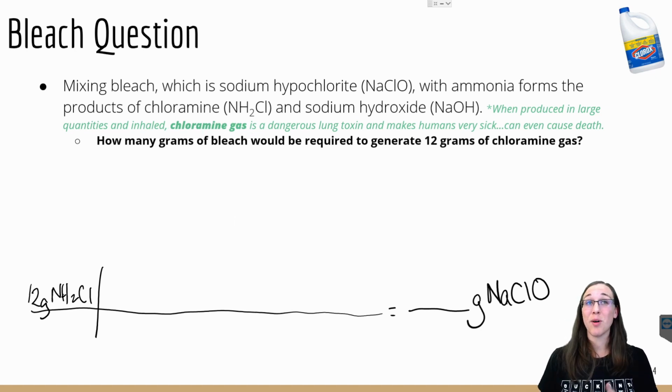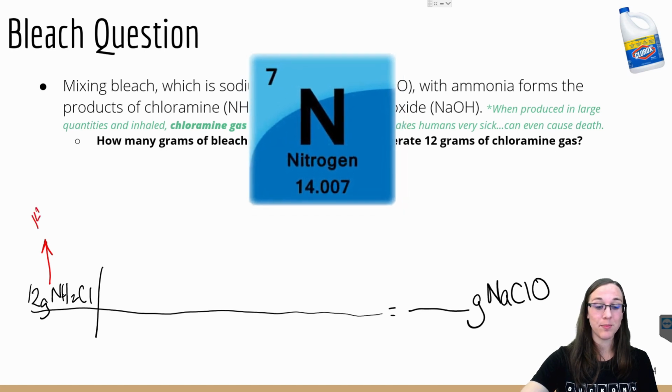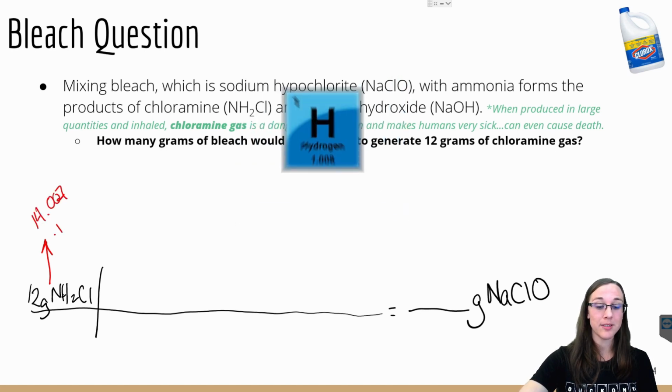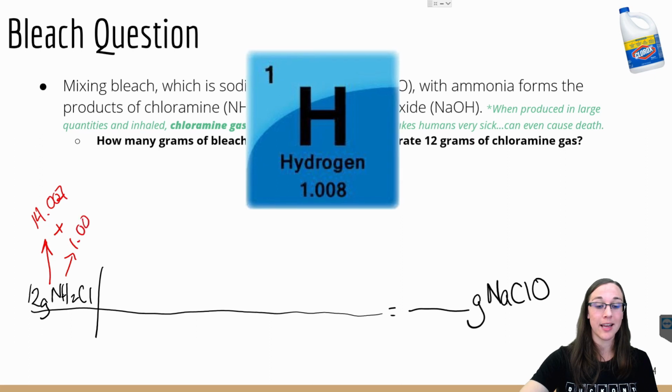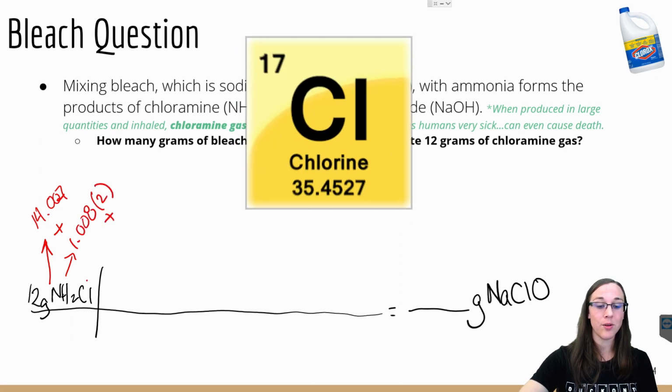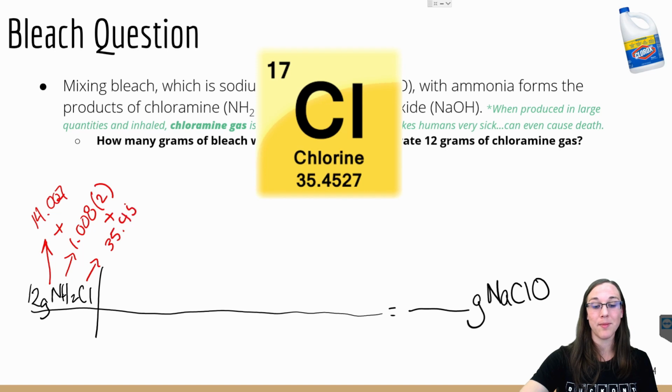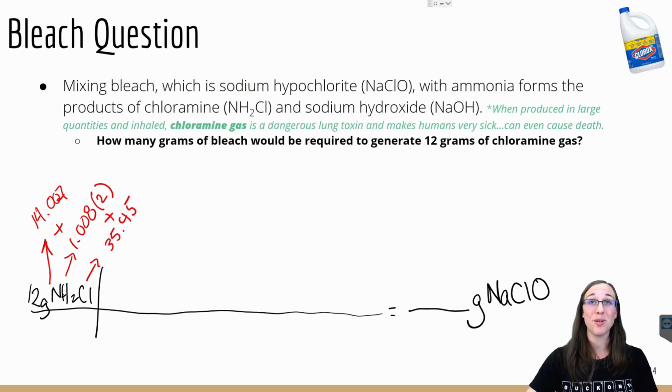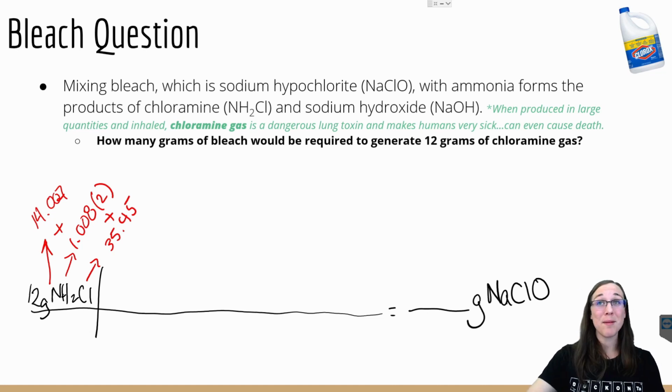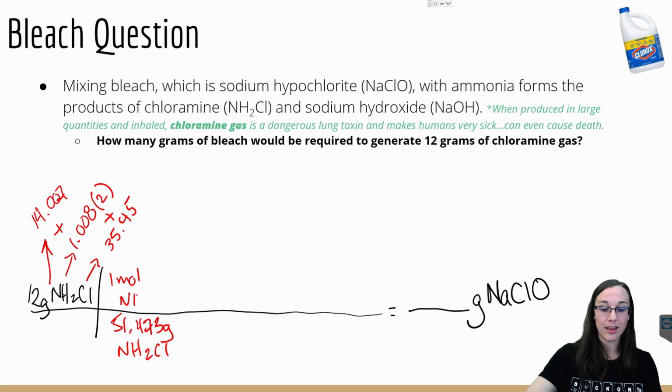So first I need to find the molar mass of my NH2Cl. If we look at our periodic table, we'll find that nitrogen has 14.007 mass, plus 2 hydrogens, that's 1.008 times 2, plus every chlorine has 35.45 mass. Let's add all those up together to find the molar mass of NH2Cl. When I do that math, I get 51.473 grams of NH2Cl in 1 mole of NH2Cl. Notice I haven't skimped on my labeling.